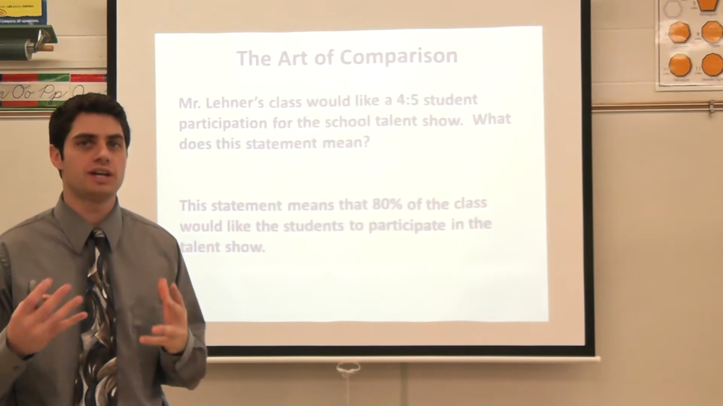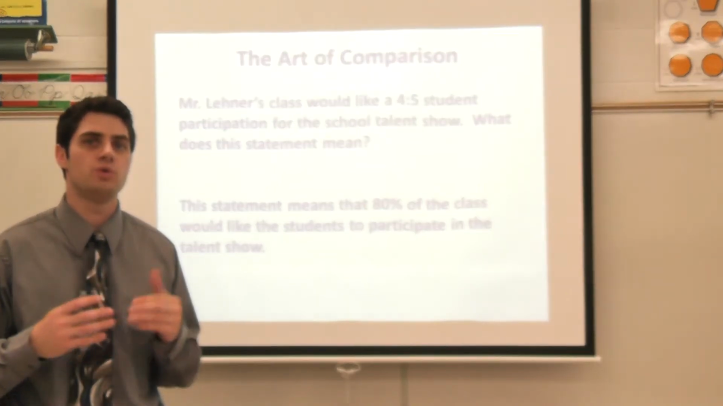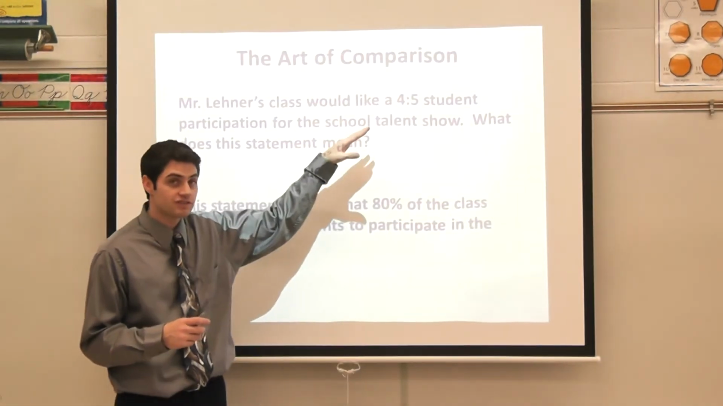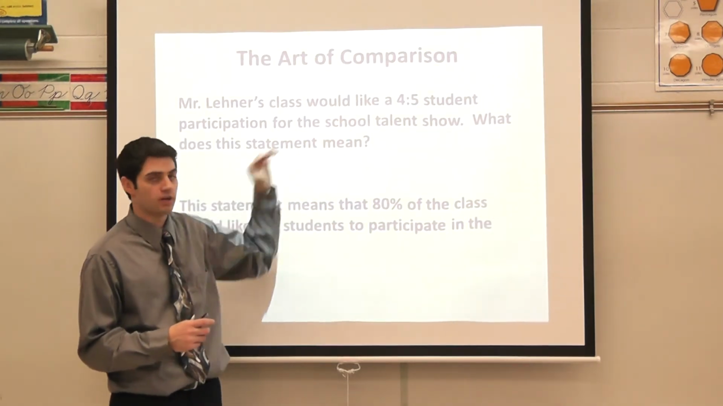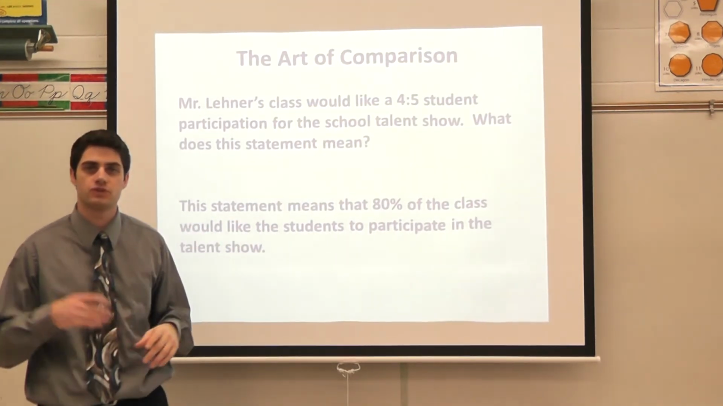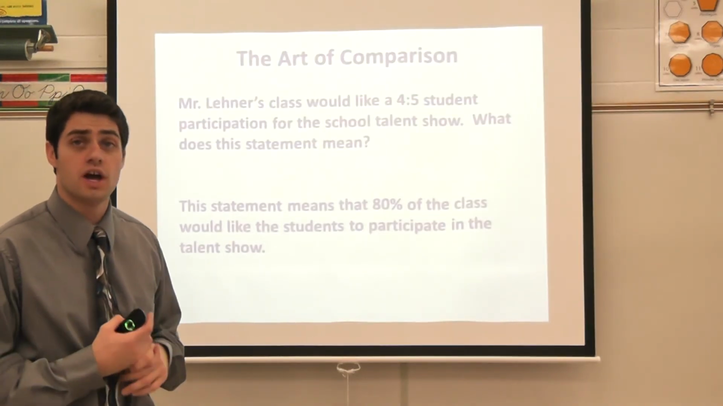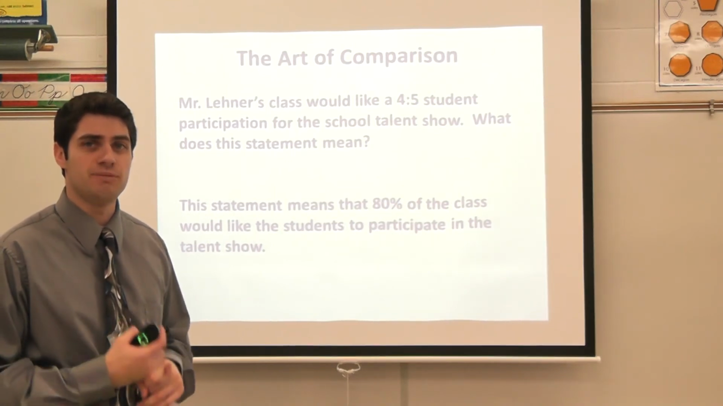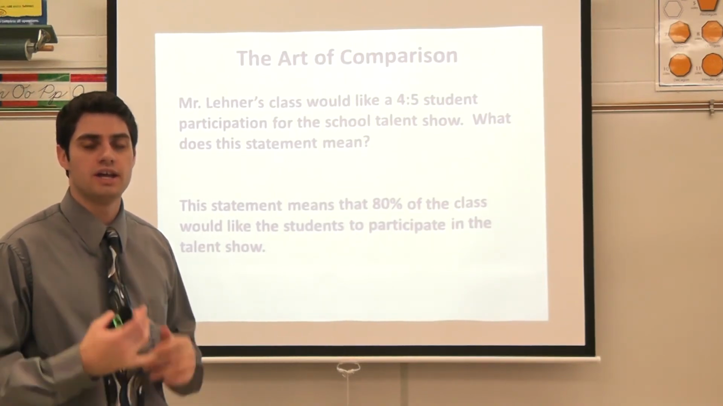And again, you can take numbers and sometimes show what you want them to mean. I didn't tell you that I only asked 5 students, or that I asked 20 students, or 10 students, but in this ratio up here, it says 4-to-5. So if I'm looking at this ratio, I know that 4 out of 5 stands for 80%. So in this particular scenario, I would say that 80% of Mr. Lehner's class wants the students to participate in the talent show.